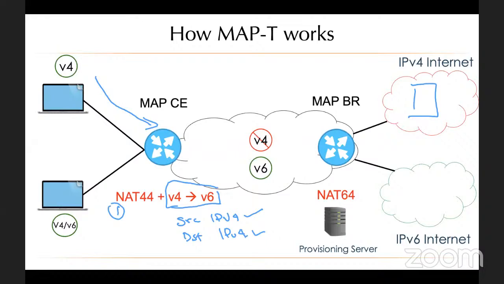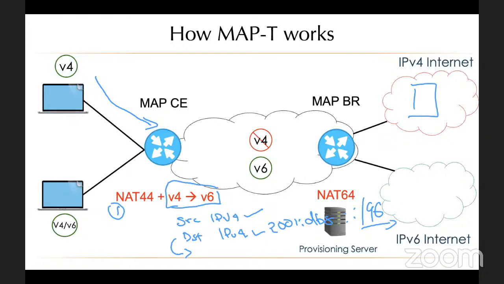So this is where we're going to use the DMR, the default mapping rule, which just has a prefix that you're going to append. So for example, 2001:DB8:something/96, right? You're going to append the last 32 bits of your IPv4 address, the public IPv4 address that you're communicating to. You append it to the DMR prefix, right? And then once that's done, the packet is encapsulated, we send it over to the BR.